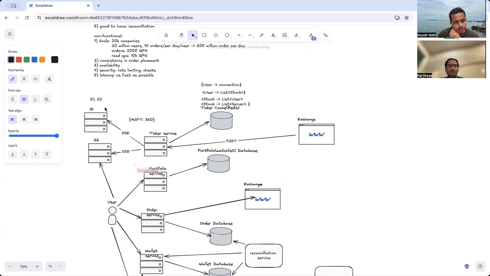Now the point is that S1, S2 need to manage which user is connected to which connection ID, and also they need to talk to this Redis cache to figure out which users are subscribed to this MSFT or these kinds of stocks. So it will query the Redis by the stock symbol to find the list of users, and then in a for loop, it will find all the connection IDs for those users and send the MSFT stock ticker to that connection.